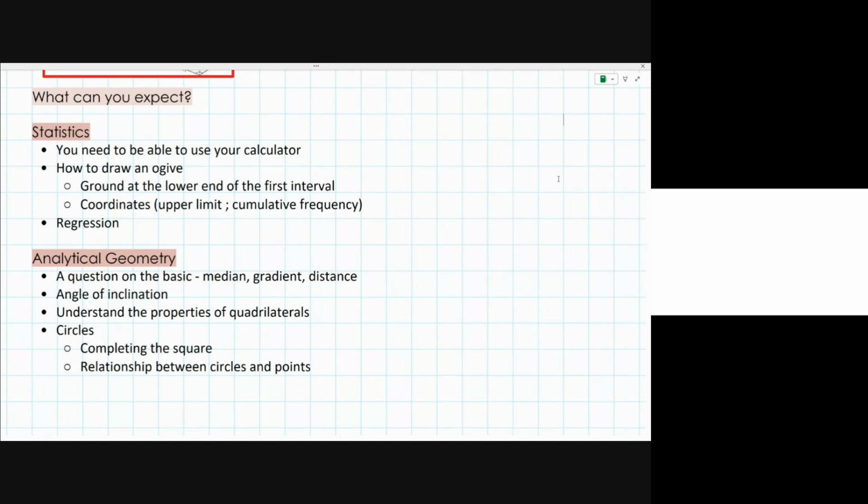Analytical geometry, we generally have a basic question which is just find the gradient, find the distance, nothing too stressful. Angle of inclination, sometimes they are not very tricky, sometimes they're slightly trickier questions, sometimes they are incredibly straightforward. Knowing your quadrilaterals, as I've already emphasized, and then a circle question. You are going to get a circle question. Just embrace it now. Generally speaking, understand how to complete the square, understand transforming a circle in some way. So I'm just going to wait there for you to screenshot.